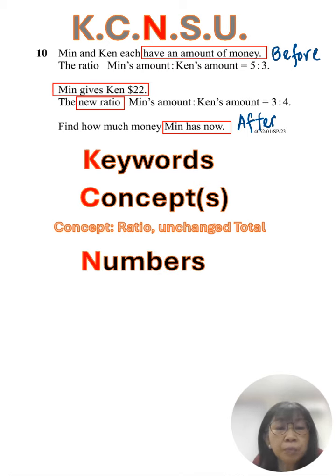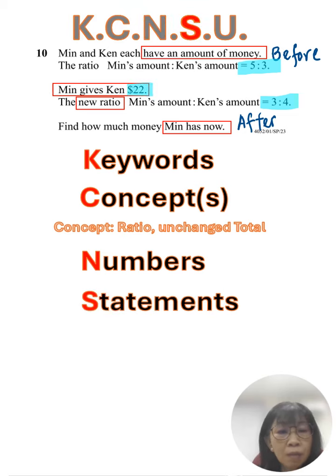N stands for numbers. What are the key numbers that we have in the question? We have here 5:3, which is the before ratio, the after ratio, and also $22. Following that, we have S for statements, and the last one, U, which is unit. These are the last two that help you in your presentation.